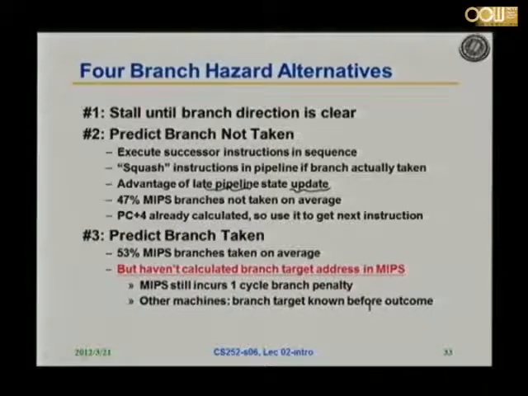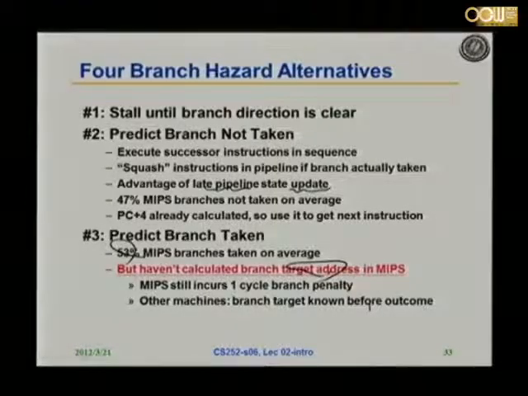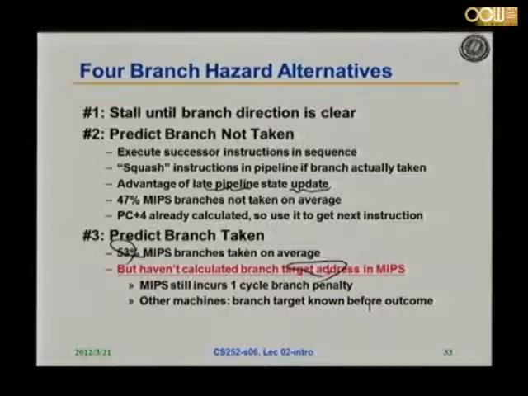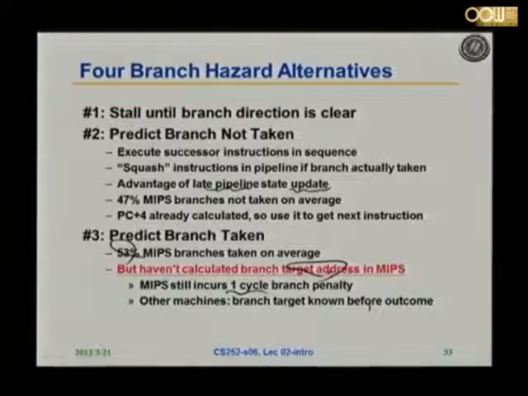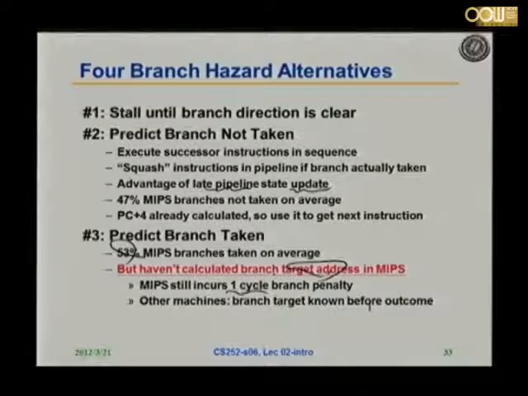Alternative number 3, branches are predicted taken, since this is the majority behavior of the branch instructions. But without the target address, such a prediction would be useless. So the target calculation will have to be moved up to the earlier stages of the pipeline. So if you predict it to be taken, there will be some cycle penalty. If you predict it to be not taken, there will be no cycle penalty at all.